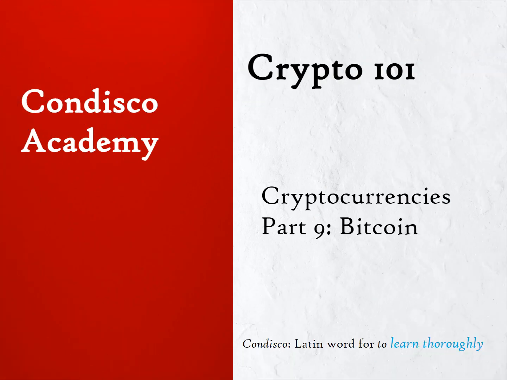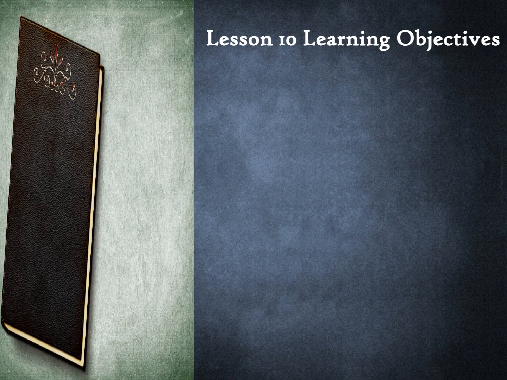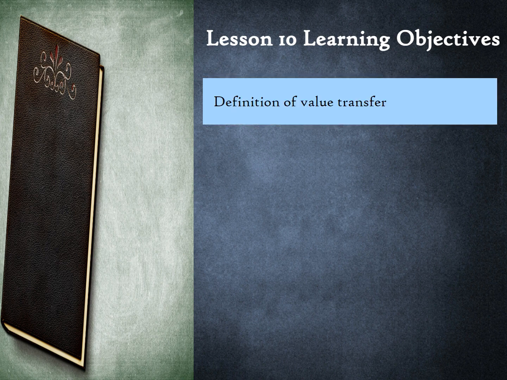Welcome to Crypto 101, a first principles jargon-free course on blockchain and its impact on financial services. We are in the process of learning how cryptocurrencies mimic the properties of fiat money. In this lesson, we will learn the final step by which cryptocurrency is transferred from one blockchain address to another, namely value transfer. We will begin with the definition of value transfer.